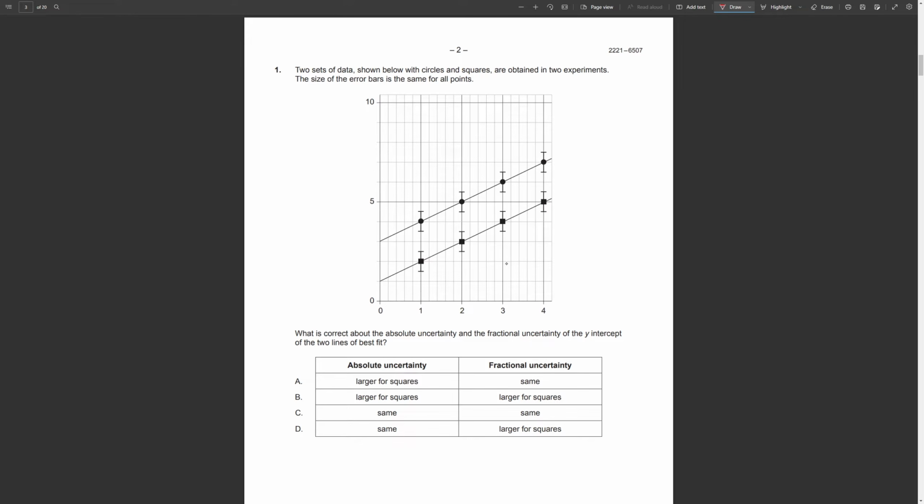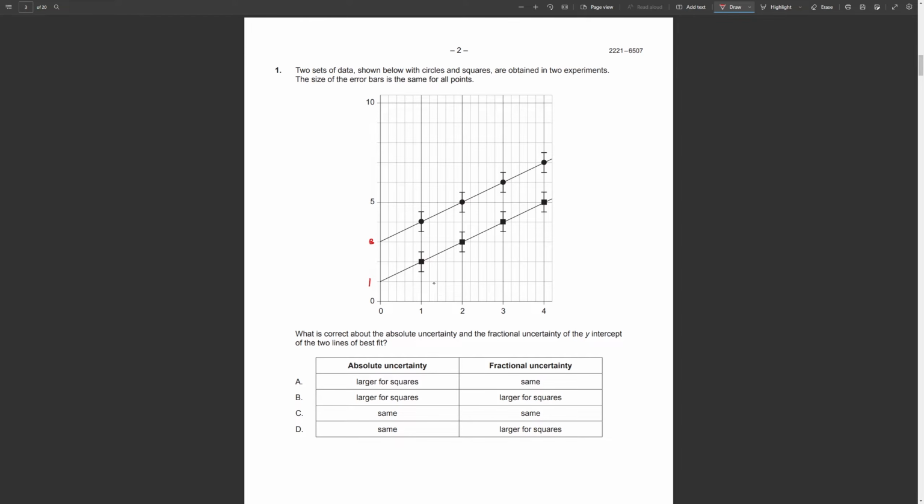These two lines are almost identical, but shifted higher and lower. The one above is denoted as a dot, the one below is denoted as a square. The one above gives a y-intercept of 3. The one below gives a y-intercept of 1.